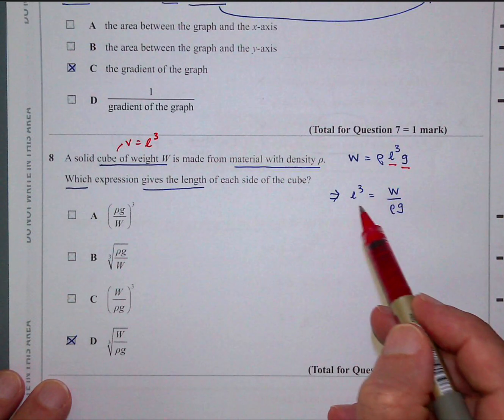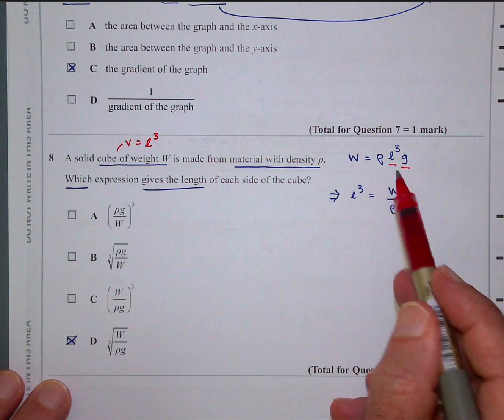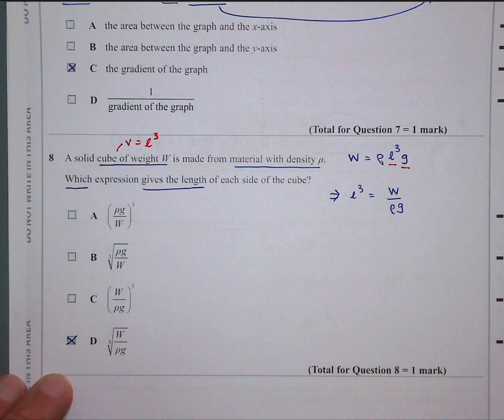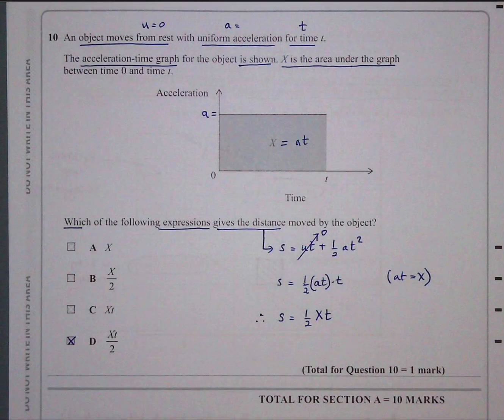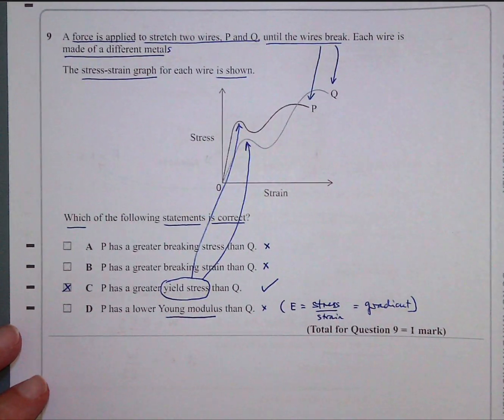So then you change the subject of the formula, you'll see L cubed must be equal to W over rho G. So this is a cube root. The answer is D. Okay, hope you can see that little 3 over there on the video. That's question 8 done. Question 9.